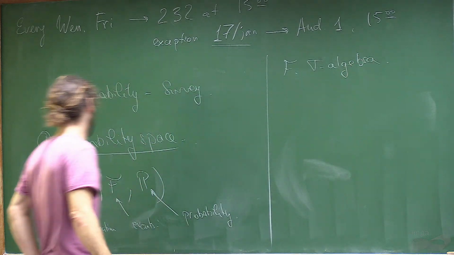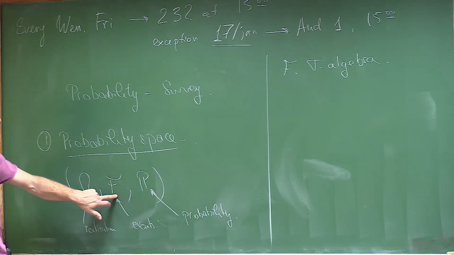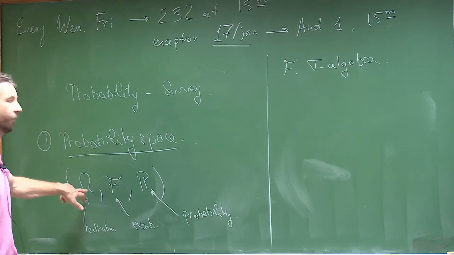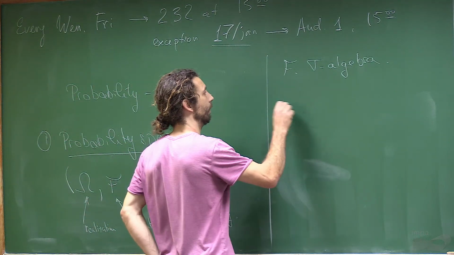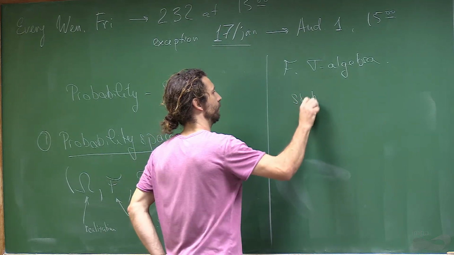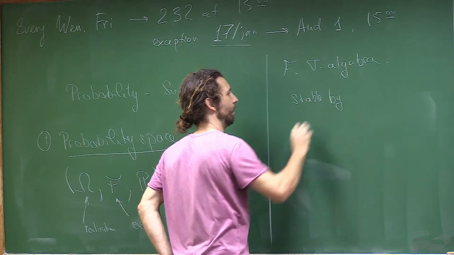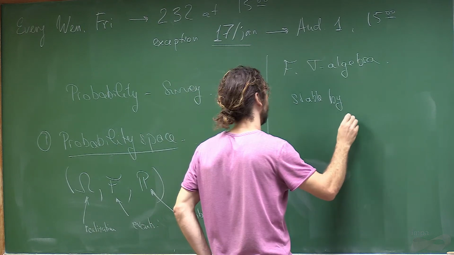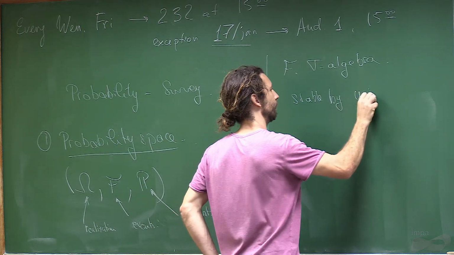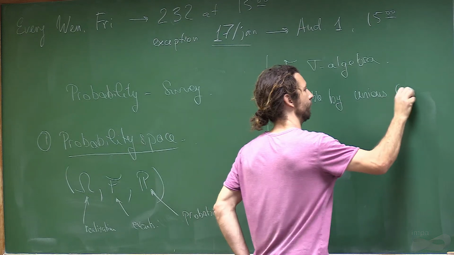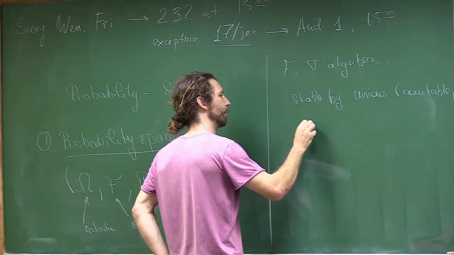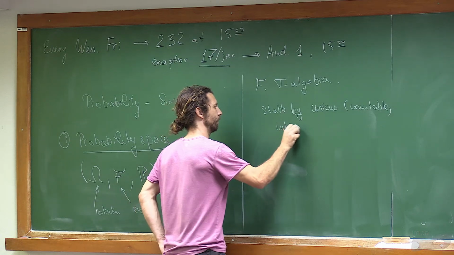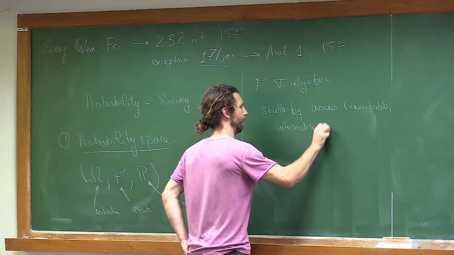So basically, it's a collection of parts of omega which is stable, stable by unions, countable intersection, and complementary.